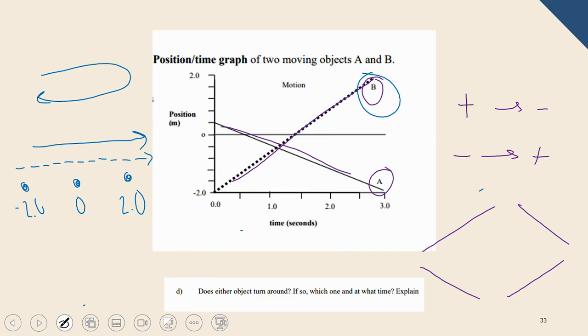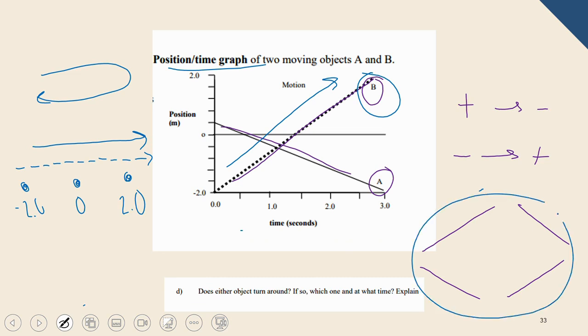So again, object B's starting position, the fact that it started at a negative position does not matter. The only thing that matters is that it's moving in the positive direction. And again, the only way that we can tell an object has turned around on a position time graph is if its slope has changed like this.